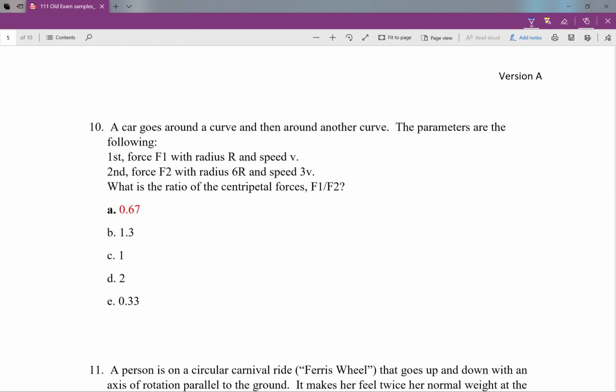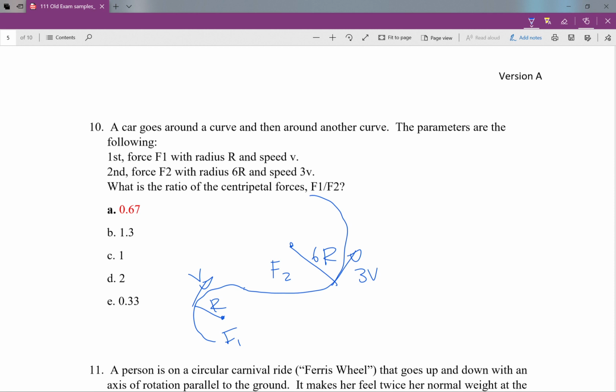Now, for question 10, we have a car that goes around a curve and then around another curve. For the first curve, a force of F1 with radius r and speed v. So let's draw the first curve. We know the radius is r, the speed is v, and the force is F1. The second curve has force F2 and radius 6r, and the speed is going to be 3v. What's the ratio of the centripetal forces, F1 over F2?